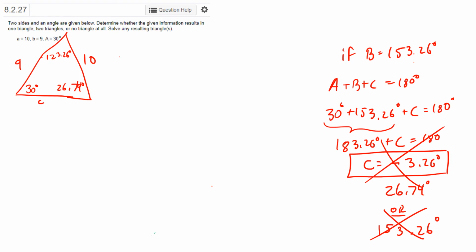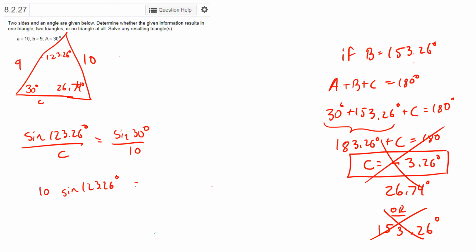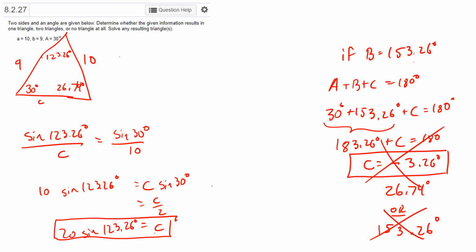And now we can come back and say, great, the sine of 123.26 degrees divided by the only missing thing is going to be the sine of 30 degrees over 10. So cross multiply: 10 times the sine of 123.26 equals C times the sine of 30 degrees. Remember, the sine of 30 degrees is 1/2. Multiply the 2 to the other side and get 20 times the sine of 123.26 degrees is equal to the one missing side length C. And now we've completed the triangle. There was only one possible completion.